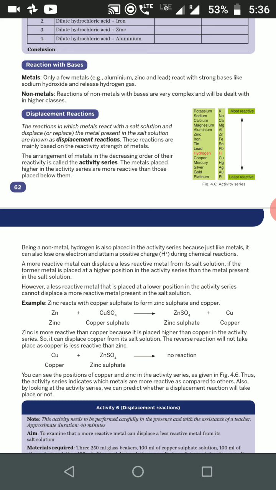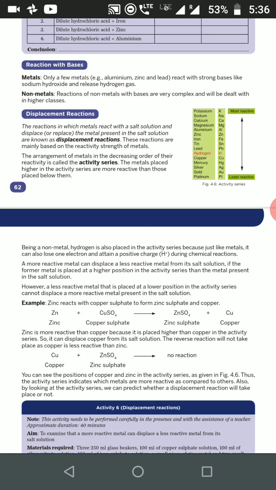If you take copper sulfate and zinc, copper is less reactive than zinc. See the reactivity series. Copper is coming below the zinc, so it is less reactive. It will not displace, so no reaction will occur. In order to do the displacement reaction, you have to learn this activity series completely. Then only you can do the displacement reaction.